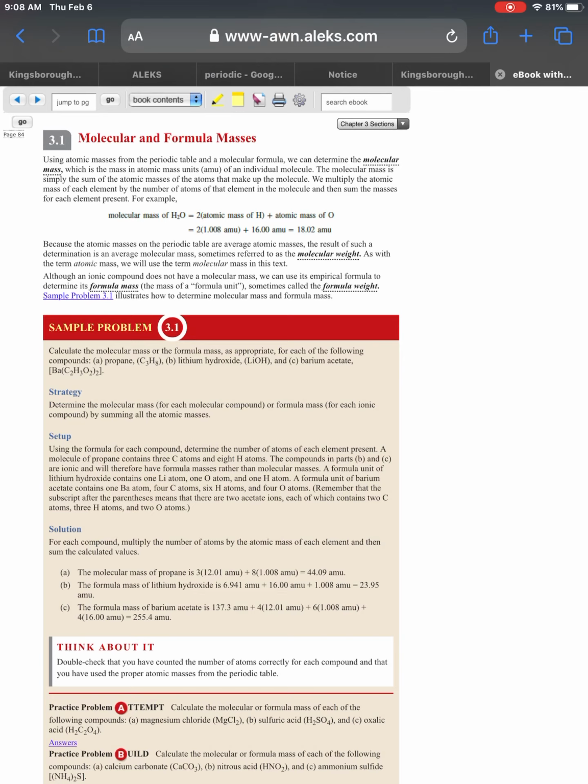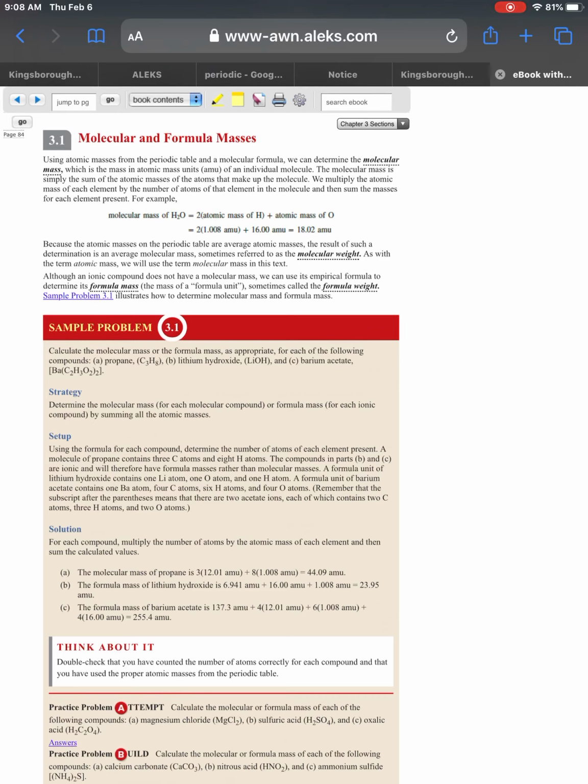Molecular and formula masses is an introduction to the idea that we can measure masses in order to count the amount of material, to measure how much material we have. So here's the way we're going to start with this. The idea here is that each element has what's called an atomic mass. So for example, hydrogen has an atomic mass of 1.008 atomic mass units, AMU.